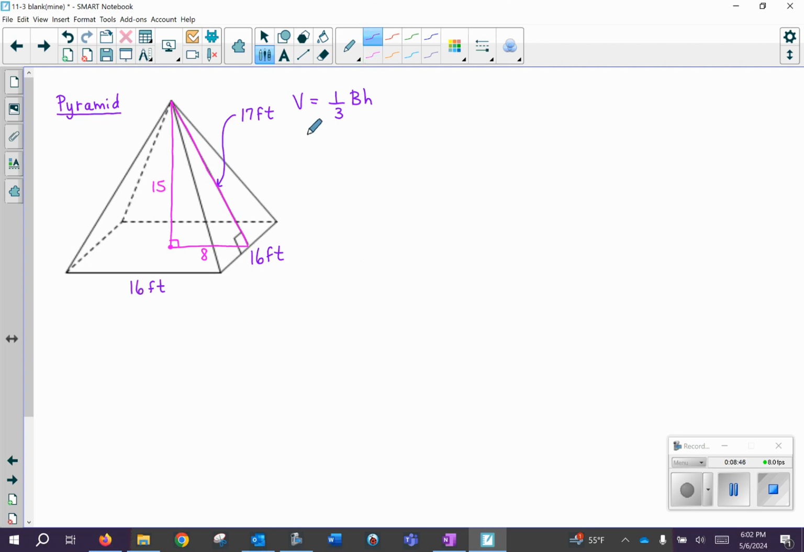All right, so I think we have everything that we need now. Our volume is going to be 1/3 times the area of the base, which, being a square, you would do side squared, or 16 times 16, however you want to write that, times the height of the pyramid, which is 15. That answer would be 1,280 feet cubed. All right, that is volume of pyramids and cones, and we will do surface area in a different section.